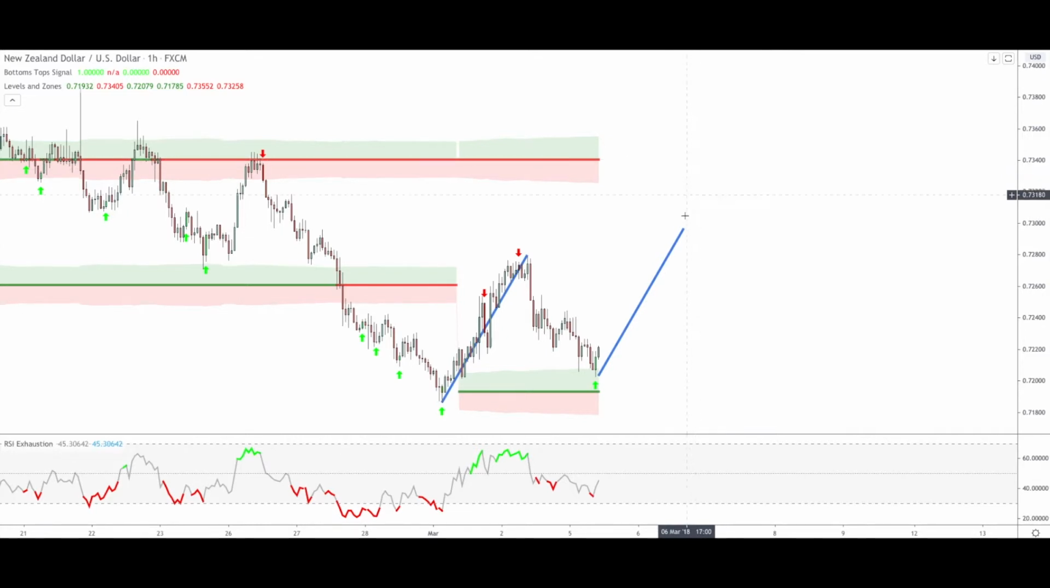But since we want to trade according to the rules, and today we want to stick to the rules 100%, we will aim for this level here. In this way we will maximize our chances of being correct. Of course, we need to check a few conditions.